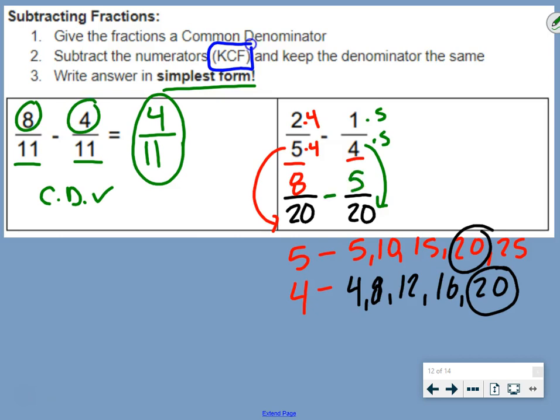So now we can do 8 20ths minus 5 20ths. 8 minus 5 is 3. Keep the 20. 3 over 20 is fully simplified because nothing goes into 3 and 20 besides the number 1.